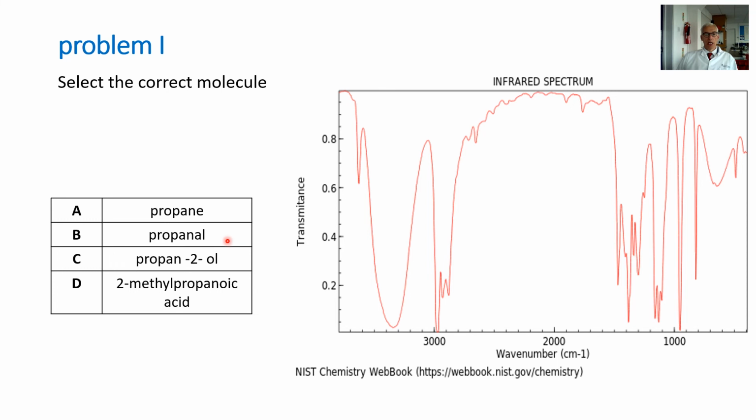So propane doesn't have a hydroxyl group. Propanal would have the absorbance corresponding to the carbon-oxygen double bond, as would 2-methyl propanoic acid, so it must be C, propan-2-ol. So this is the spectrum for propan-2-ol.